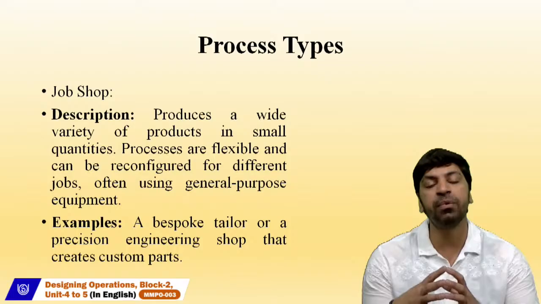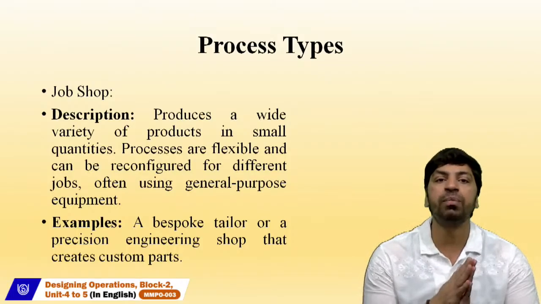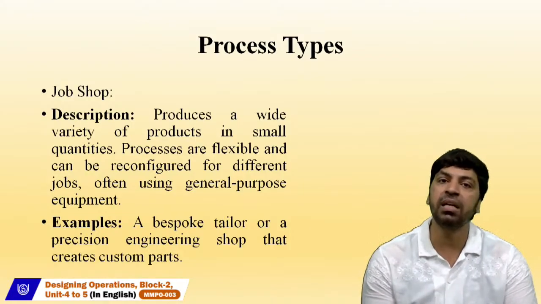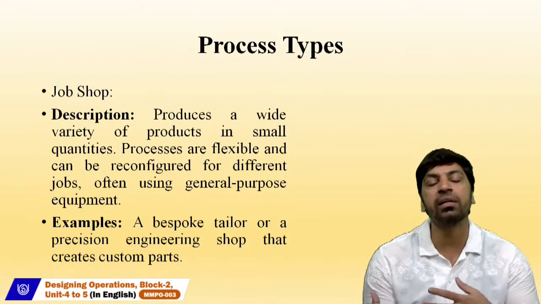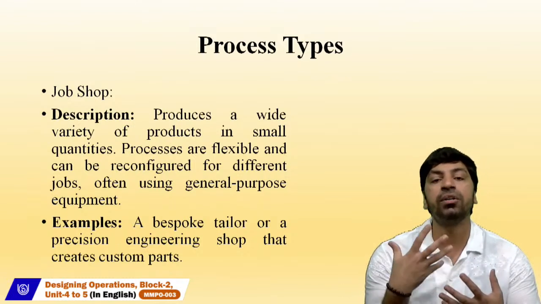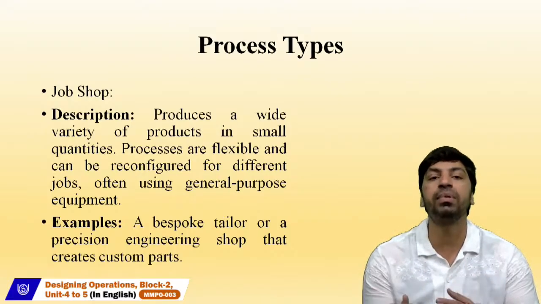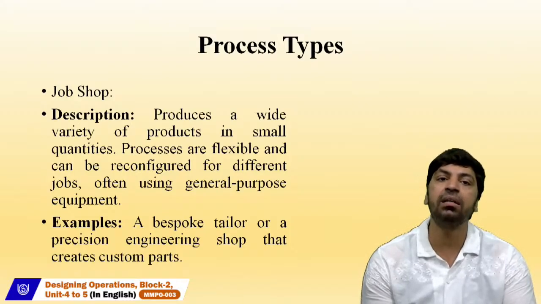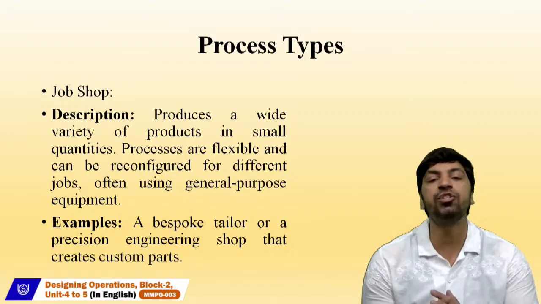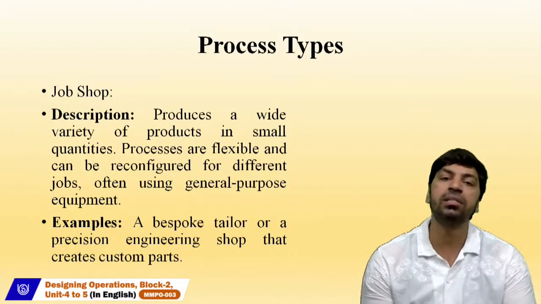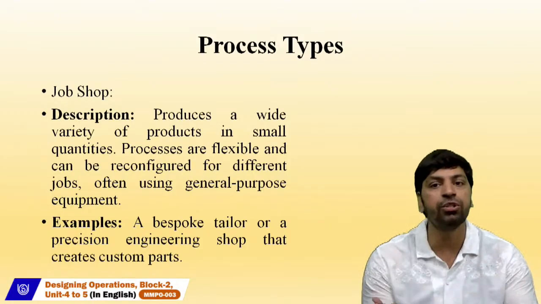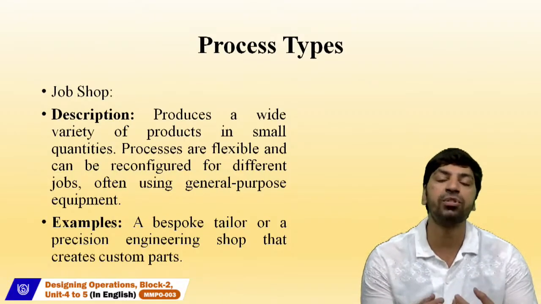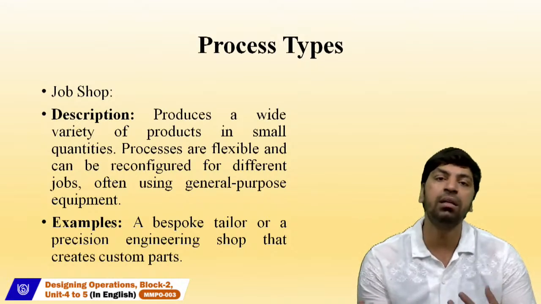These processes under job shop can be flexible and can be reconfigured for different jobs, depending upon the type of product, using mainly general-purpose equipment. For example, a bespoke tailor or a precision engineering shop that creates custom parts. Accordingly, they do their job process and categorize smaller parts to convert into a final product.